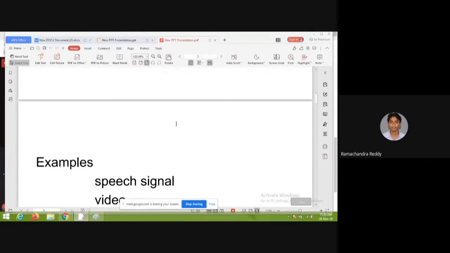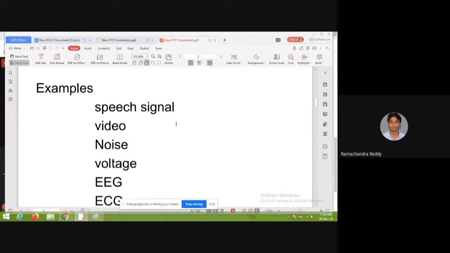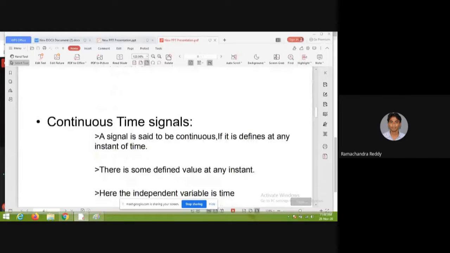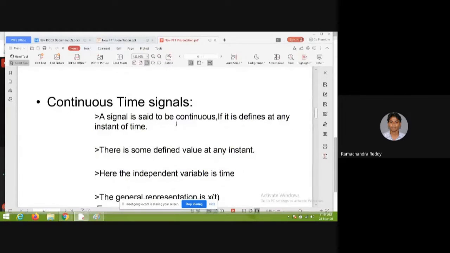Okay, fine. So some examples of signals are speech signal, video signal, noise, voltage, as well as EEG, electroencephalograph, and ECG, electrocardiogram. These are some examples related to signals. Okay, fine. So the next thing.